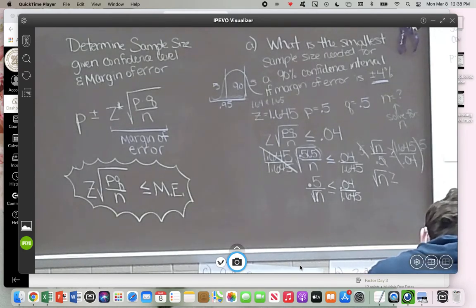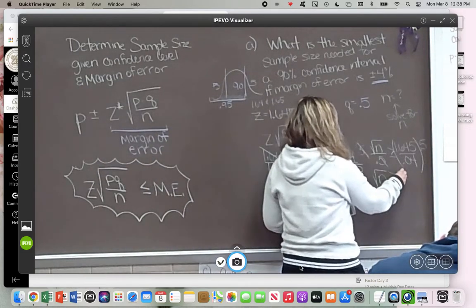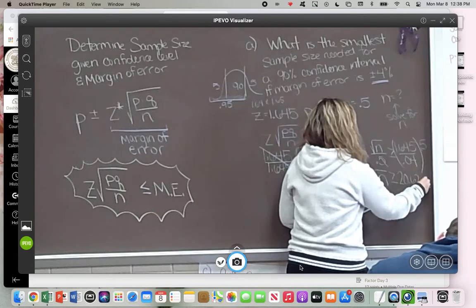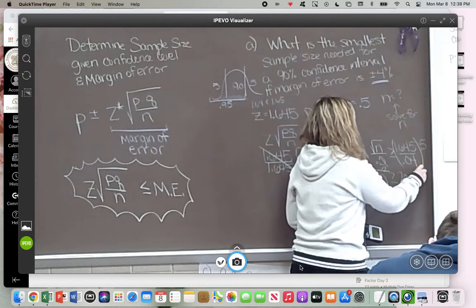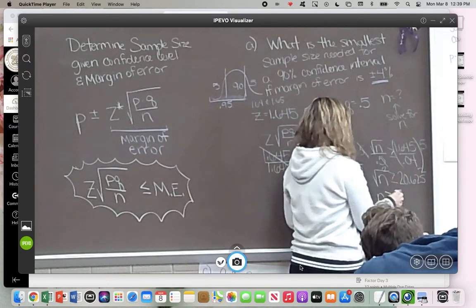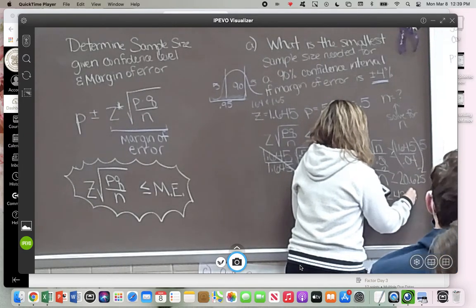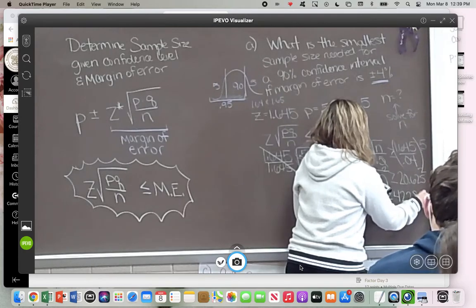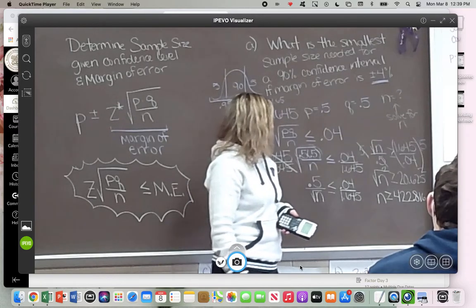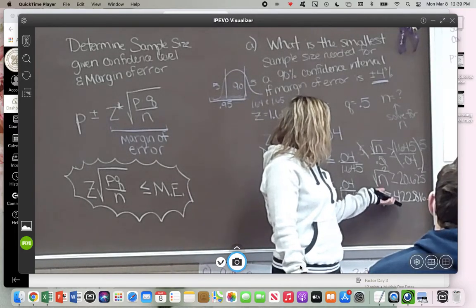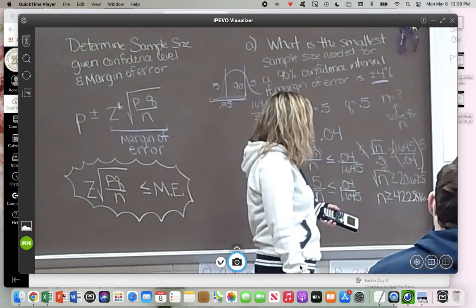All right. So it says the square root of the sample size has to be bigger than this. And then how do you get rid of the square root? Square both sides. So now square that number. So just square your answer, and you get 422.816 and some stuff. So we want a sample size bigger than 422.8. So greater than needs to go up.